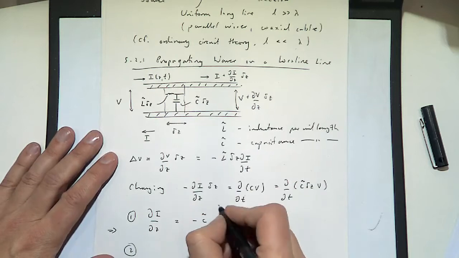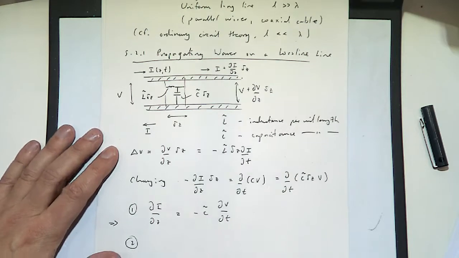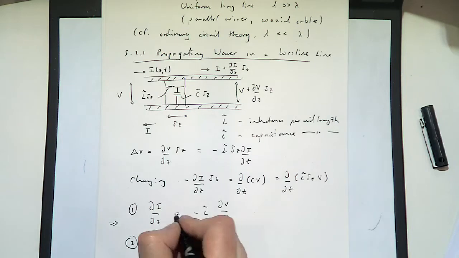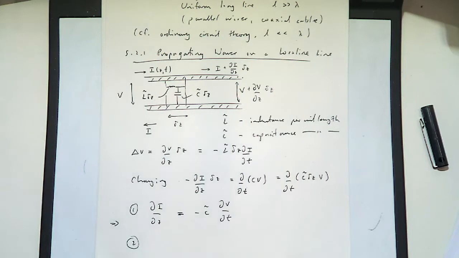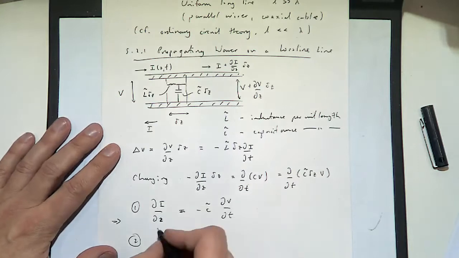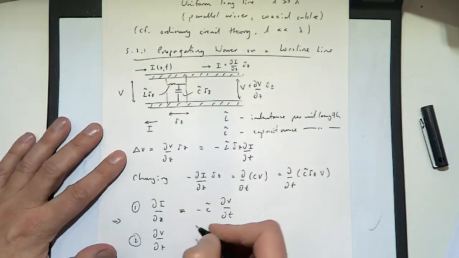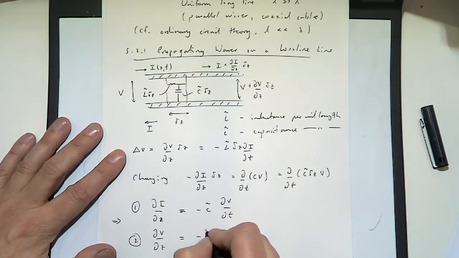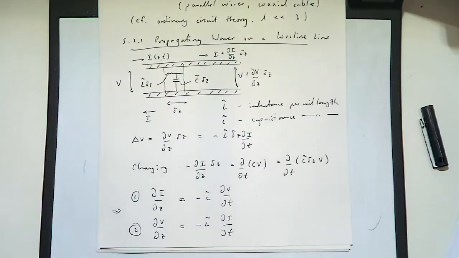Let's get rid of all the delta Zs. It tells me that per unit distance travelled, the change of current along that distance must be due to the fact that there's charging going on, because the charge is being absorbed by the capacitance. It's being absorbed at a rate dV by dt. And similarly, there is a voltage generated because the current is trying to change, and that's to do with the inductance. That's the physics of what we're saying.